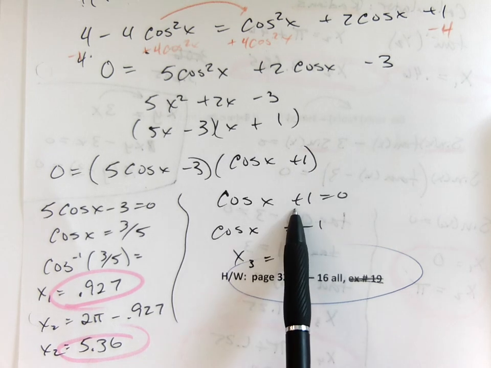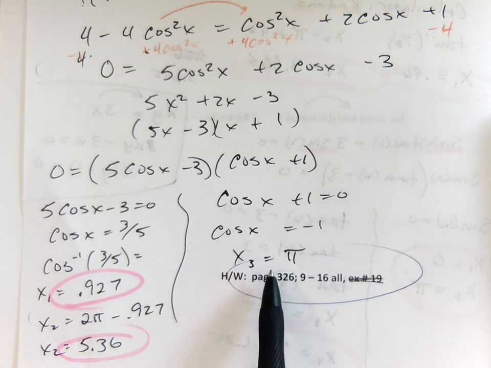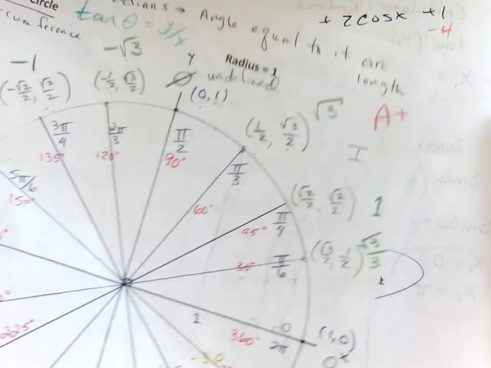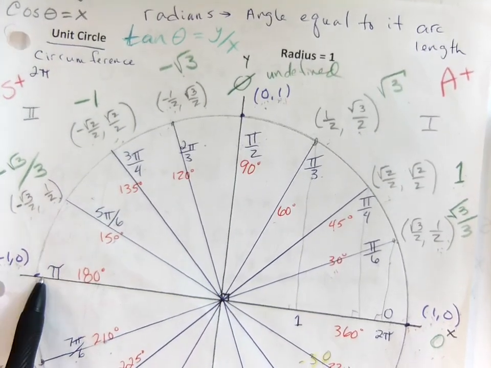Second one, just solve the last equation, minus 1. Cosine of x equals negative 1. Happens right here, x's cosine, which is at pi.